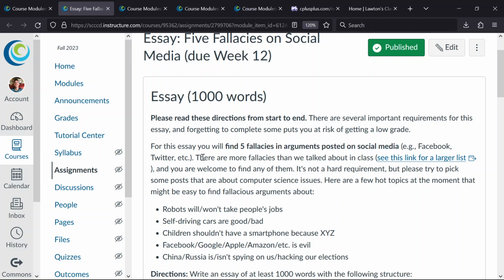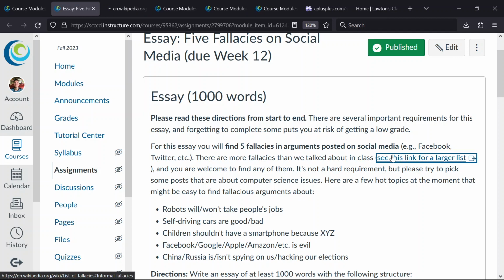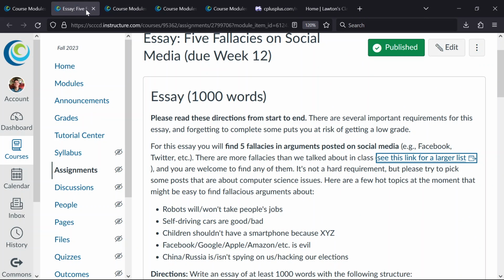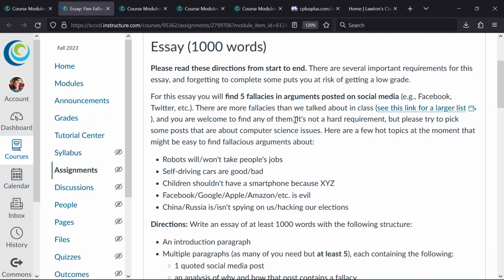Okay? So there are a lot more fallacies than the ones that we talked about in class, and you're allowed to look for any of them. So here's a Wikipedia page with a bunch of fallacies. Make sure you understand the fallacy if you're trying to claim that it exists. But you can find any of those. You can look into computer science issues if you're having trouble deciding which ones to find, but you can find fallacies about any potential topic. Politics is usually the easiest one to find.